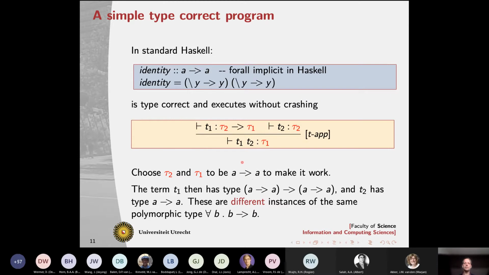And this is what an algorithm will actually even infer for us. Even if we don't tell it what the types are, it can infer this type. And note that if we choose tau1 and tau2 to have these types, then T1 is actually of the type (A to A) to (A to A), and T2 has type A to A. Both of these, and this will be important in a minute, are different instances of the same polymorphic type for all B, B to B.